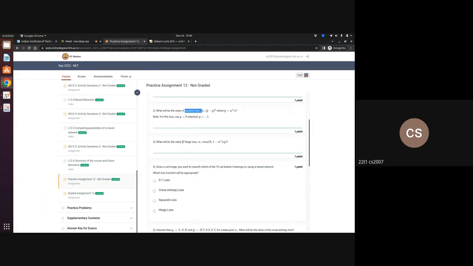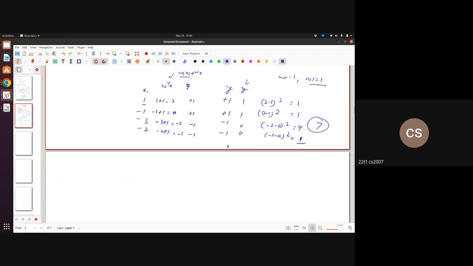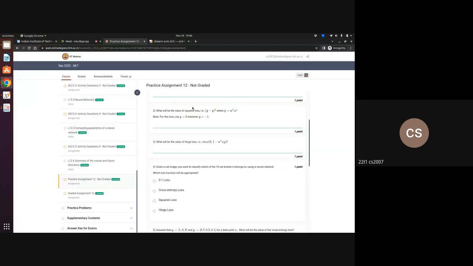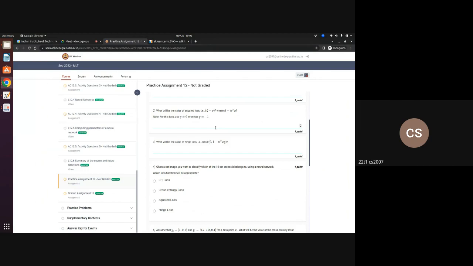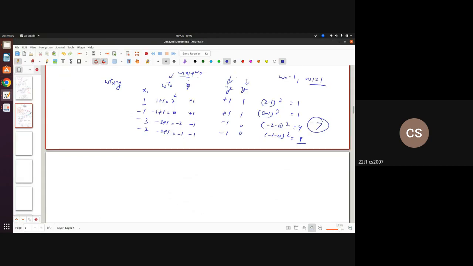Okay, what is the value of hinge loss? This is also given, although it will be good for you to remember this as well. Max of 0 and 1 minus W transpose X times Y. This is W transpose X, as we know. Let's compute that, W transpose X times Y. This is W transpose X, and this is Y. This is the Y that we have to use, this one and this one, right?